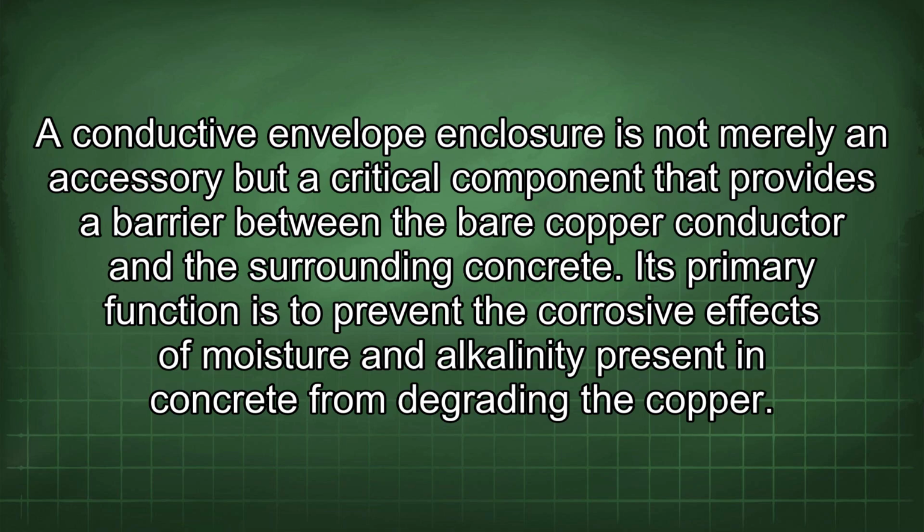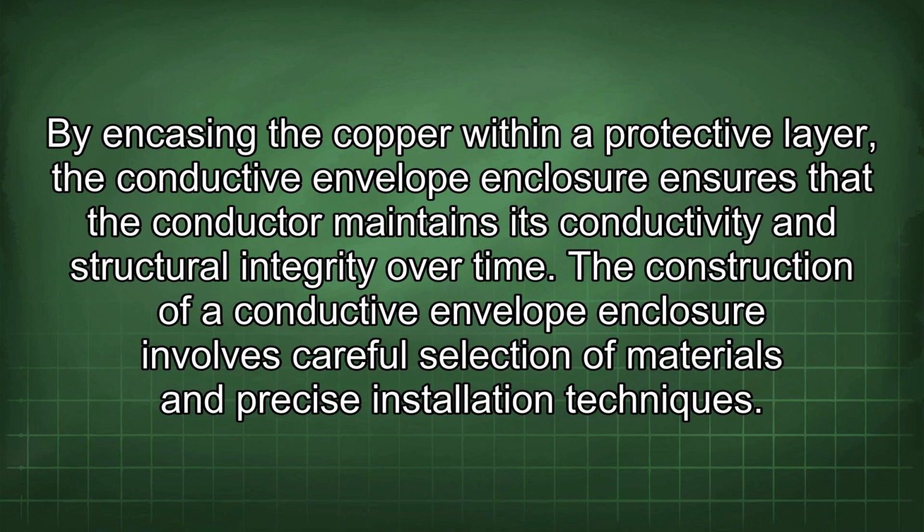Its primary function is to prevent the corrosive effects of moisture and alkalinity present in concrete from degrading the copper. By encasing the copper within a protective layer, the conductive envelope enclosure ensures that the conductor maintains its conductivity and structural integrity over time. The construction of a conductive envelope enclosure involves careful selection of materials and precise installation techniques.